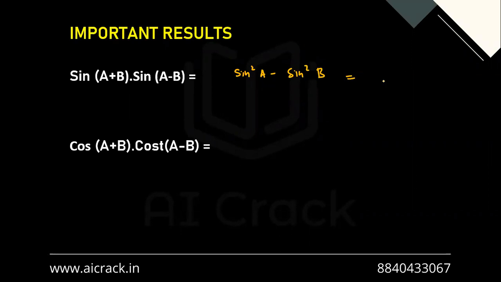And that is also equal to cos square B minus cos square A. We just converted them: this as 1 minus cos square B and this as 1 minus cos square A. We'll get this formula.